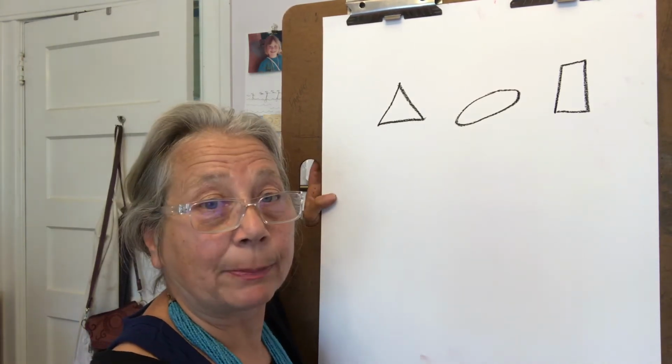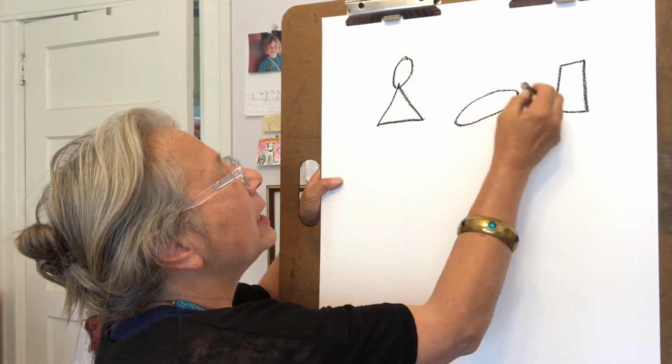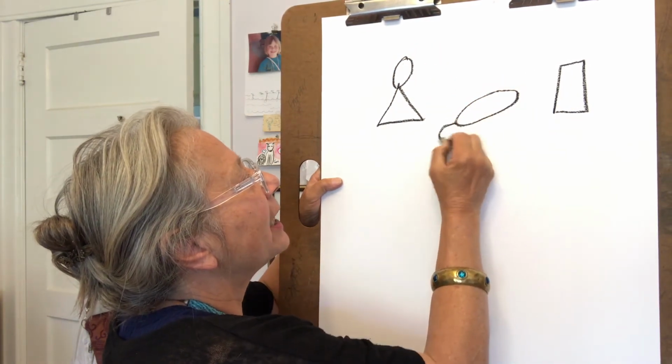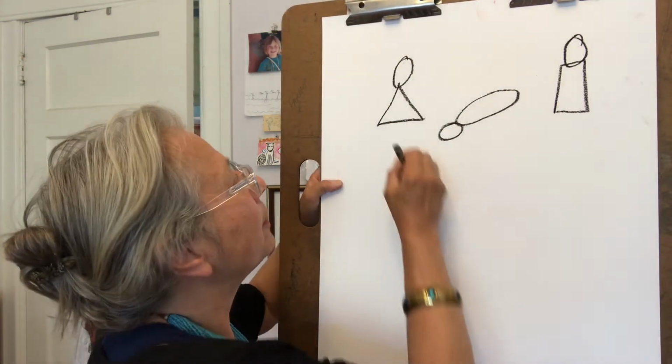That's the part of the body between the neck and the hips. And then I'm going to add a head. And this person's going to be diving. And this person's going to be, I don't know what they're going to be doing. We'll figure that out later.